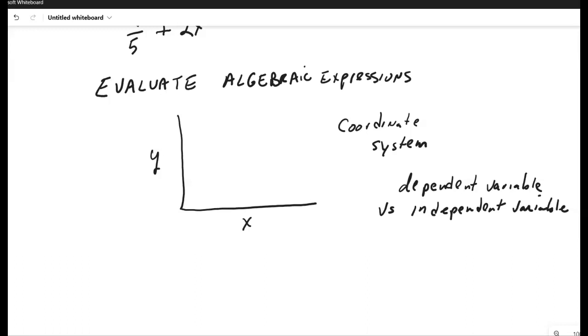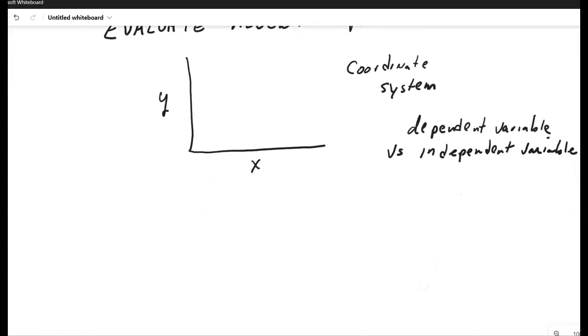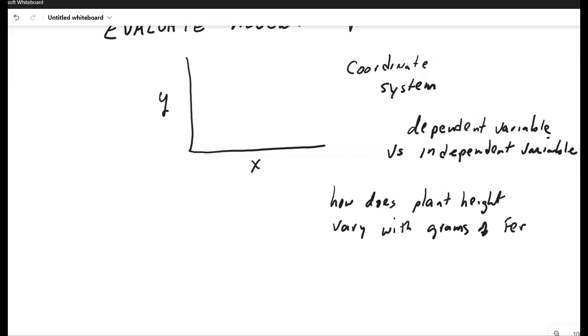So let's say I had something like this. I wanted to say, how does plant height vary with grams of fertilizer? Well, the plant height is going to depend upon grams of fertilizer. And maybe you see something like this.